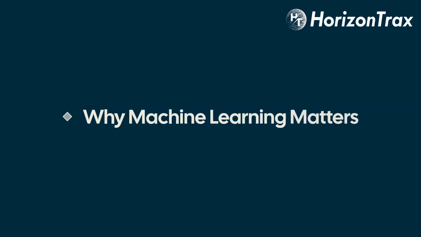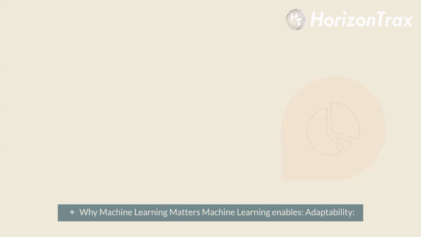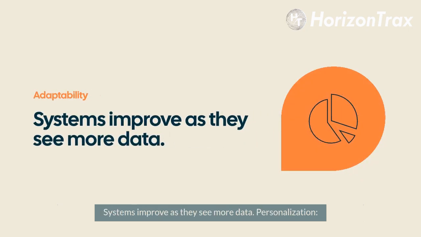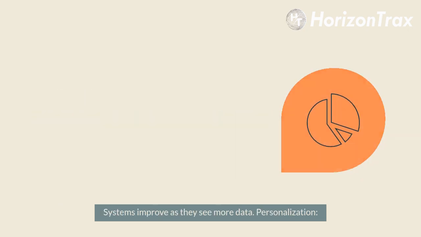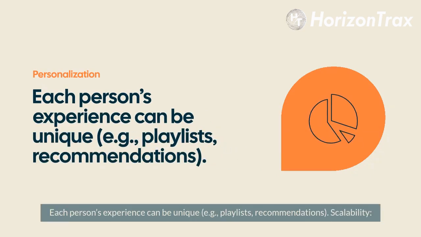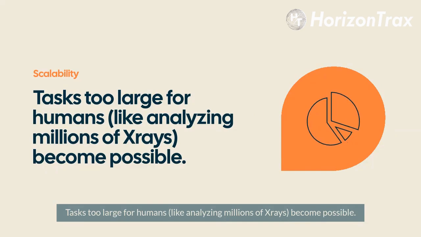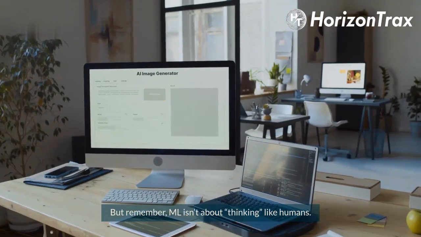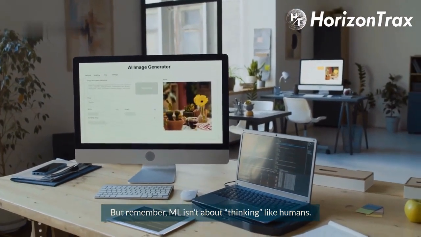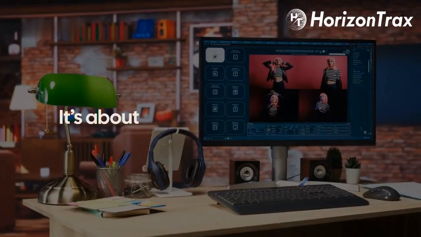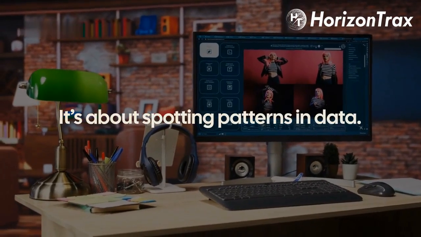Why machine learning matters. Machine learning enables adaptability. Systems improve as they see more data. Personalization. Each person's experience can be unique, such as playlists and recommendations. Scalability. Tasks too large for humans, like analyzing millions of X-rays, become possible. But remember, ML isn't about thinking like humans. It's about spotting patterns in data.